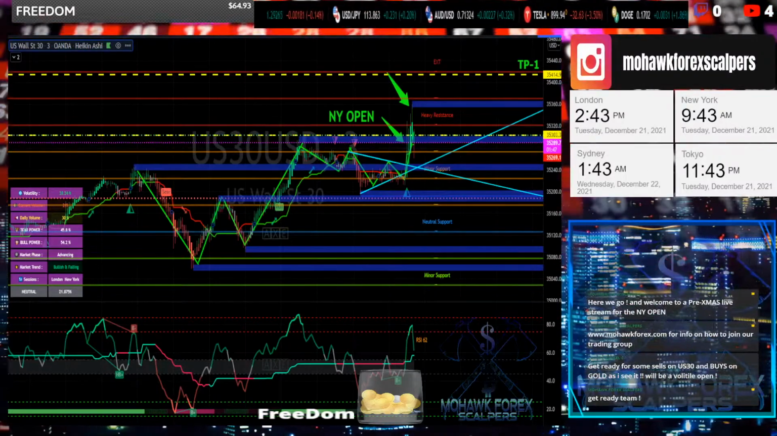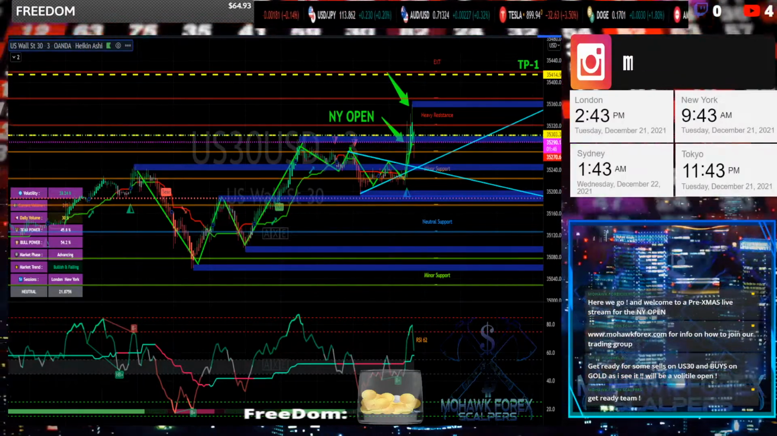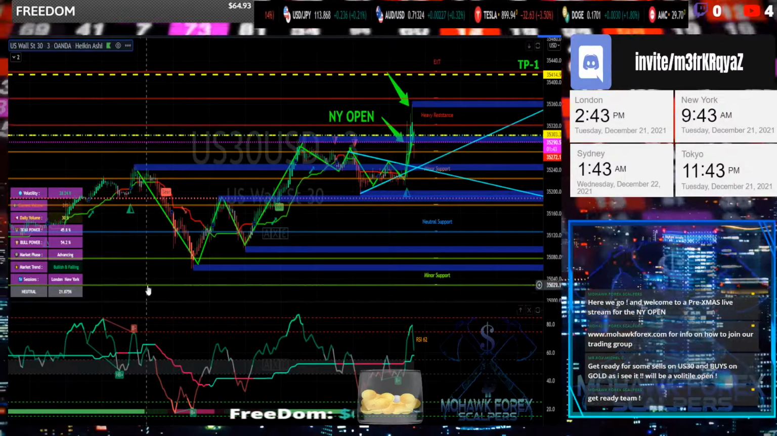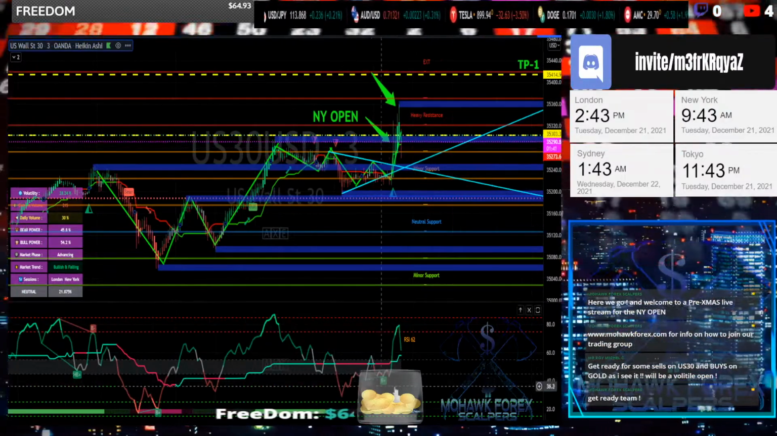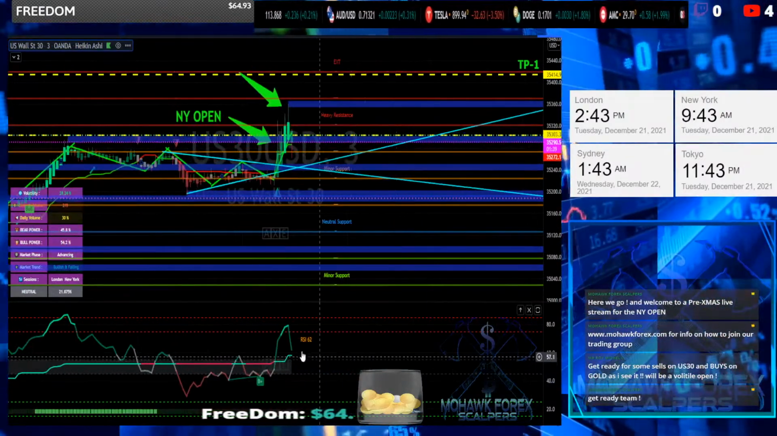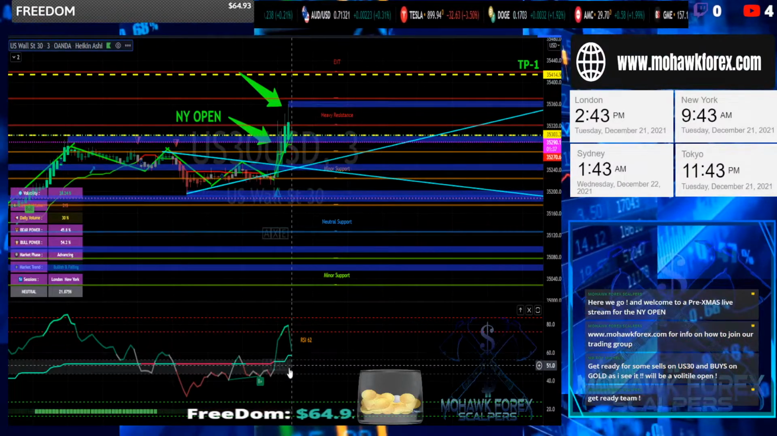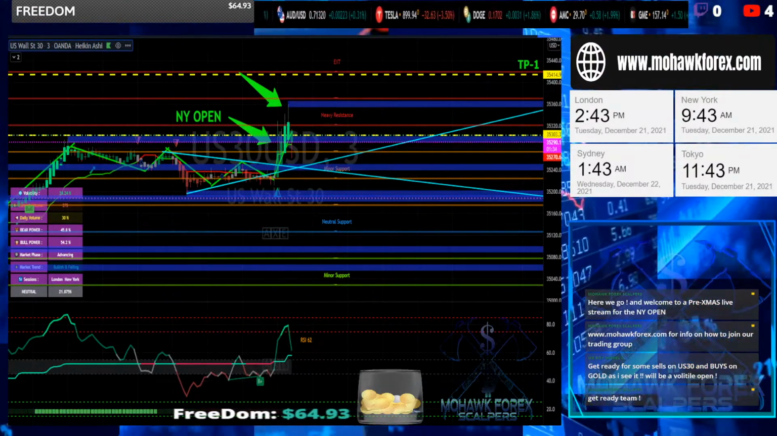Yeah, we're just waiting to, yeah, we're actually in profit again now on the sells. Just a matter of waiting. RSI 62. Let's see it cross this neutral support line. And we might load some more sells in.